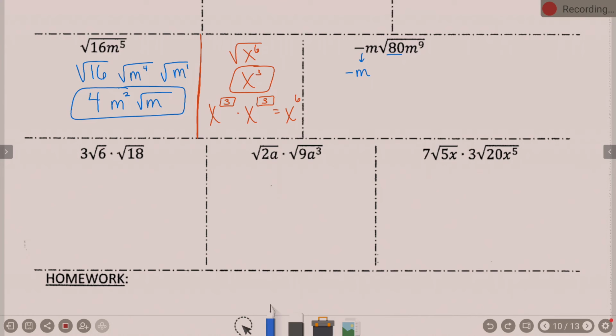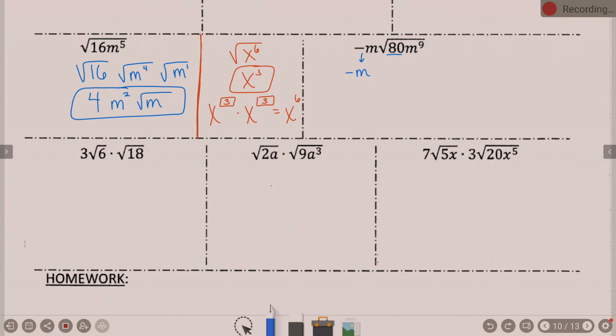So I would start, does 80 divide by, say, 64? I always start big. 80 does not divide by 64. I get a decimal. Does 80 divide by 49? Nope, I get a decimal. Does 80 divide by 36? Nope, I get a decimal. Does 80 divide by 25? Nope, I get a decimal.